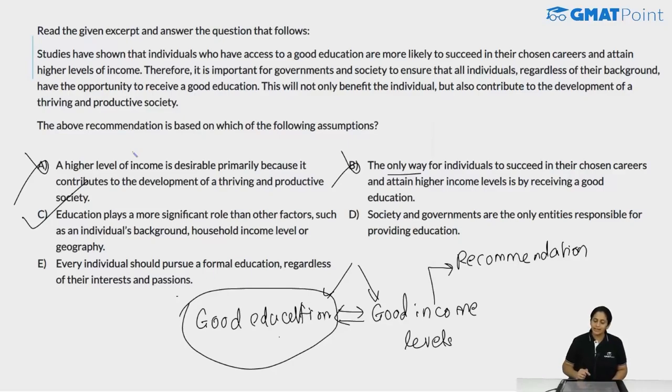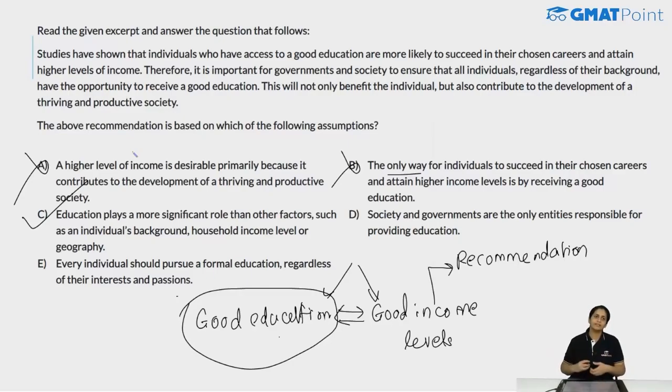Society and government are the only entities responsible for providing education. Now let's invalidate it. There are other people, private players, who are also providing education. Does that mean that the society and government have no role to play? No. The fact that there are private players does not mean that the society and government has no role to play.